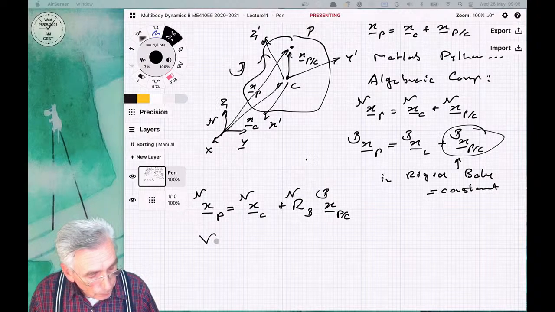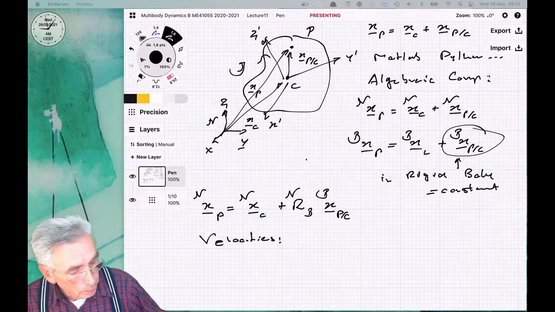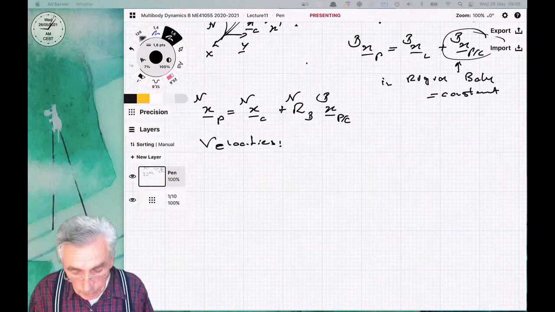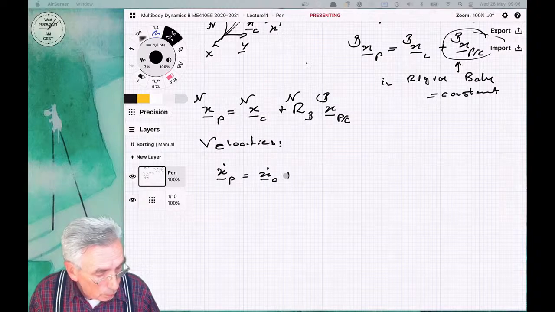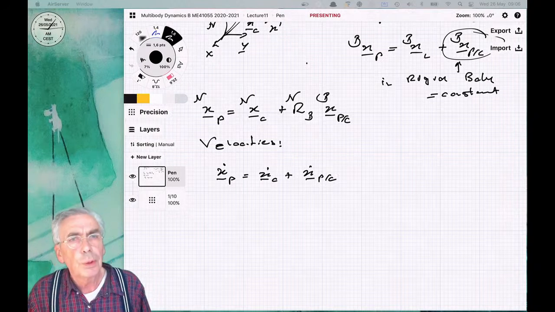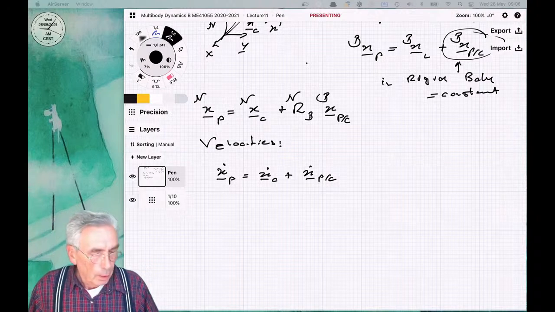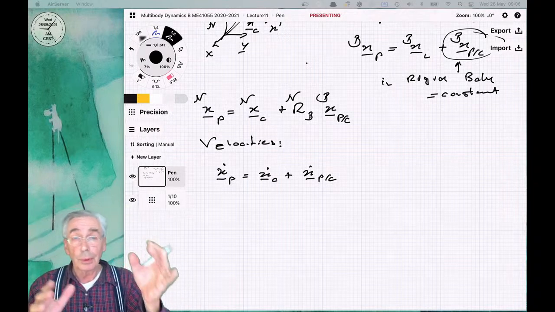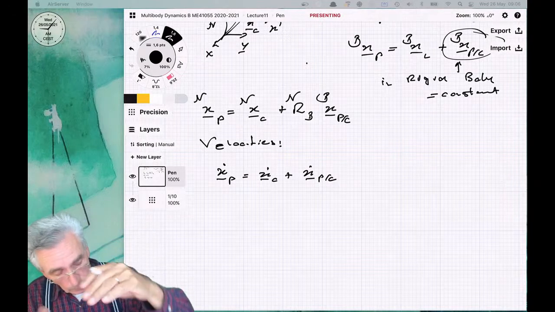Then velocities. How do we get velocities? Well, that's sort of simple, right? The difference is a dot. So how does that work? Well, we just say x dot of P is x dot of C plus x dot of P relative to C. Now some of you would say, yeah, but this doesn't change. Yeah, well, the thing in the body fixed coordinate doesn't change, but since the body rotates, of course, it has some velocity due to the rotational speeds.